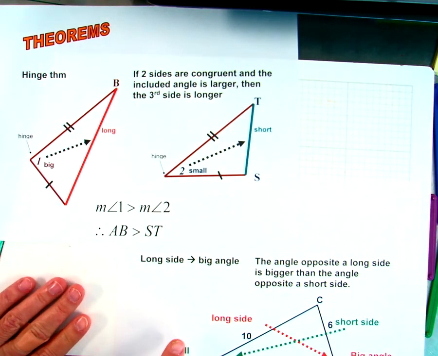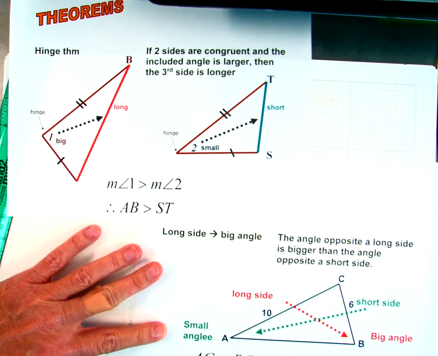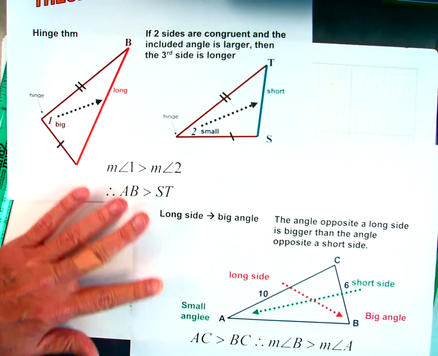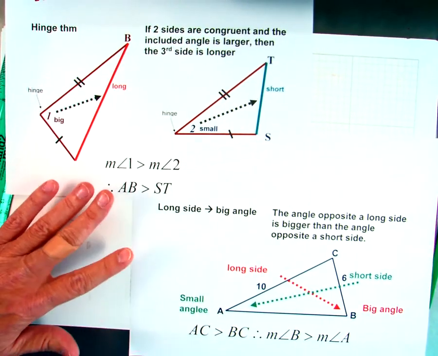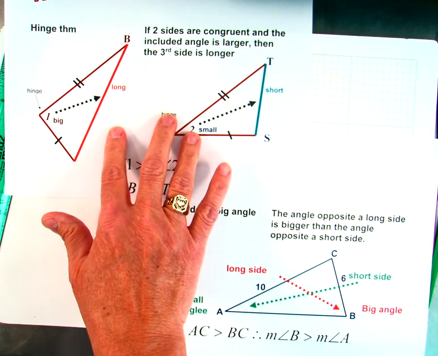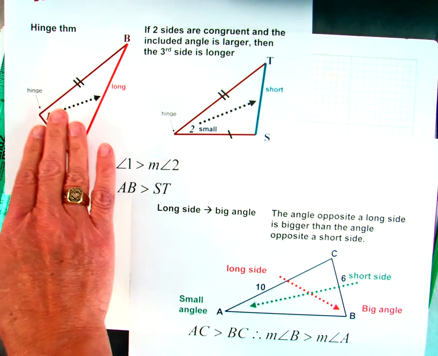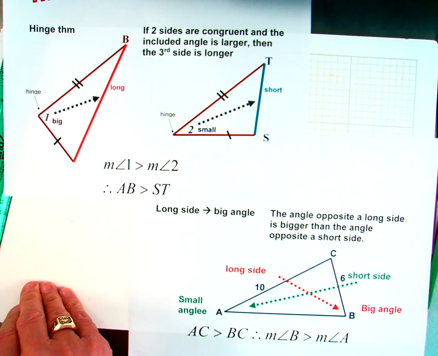The long side big angle is within one triangle. So we use the long side big angle when we're inside of one triangle. It's relationships of the sides and angles of one particular triangle. The hinge theorem, on the other hand, is comparing two triangles that have certain characteristics in common.